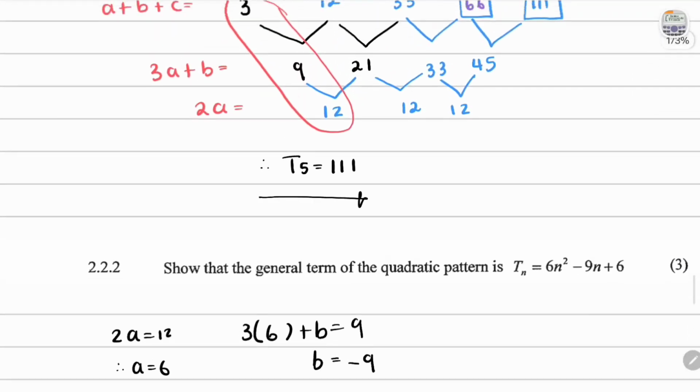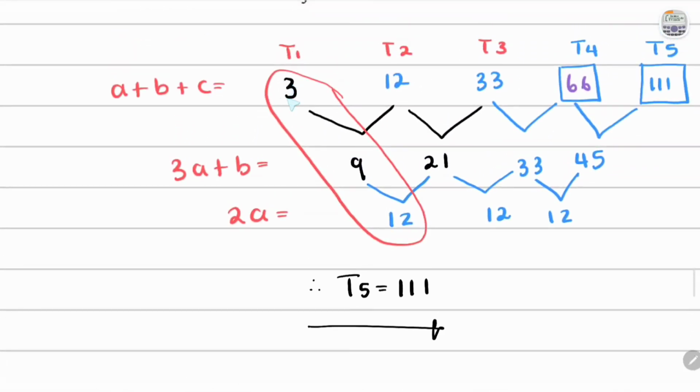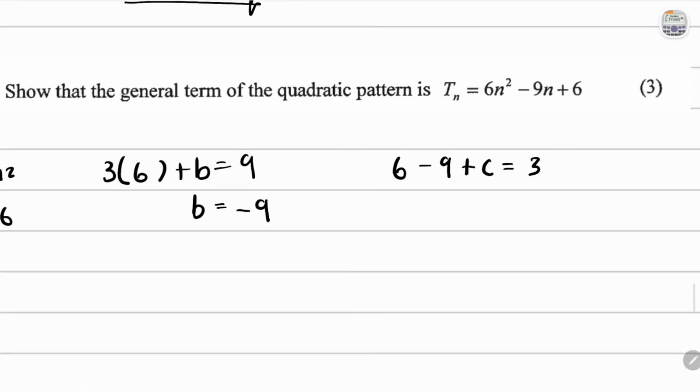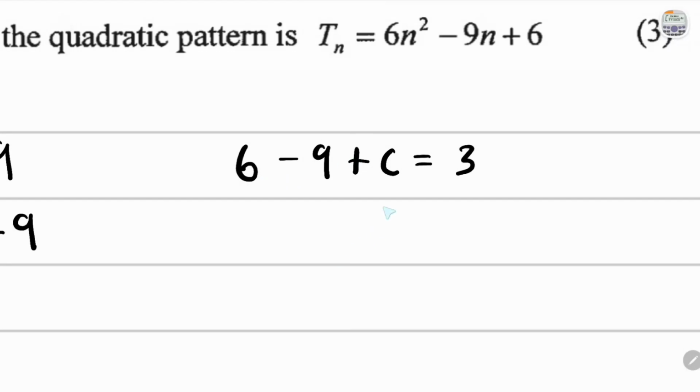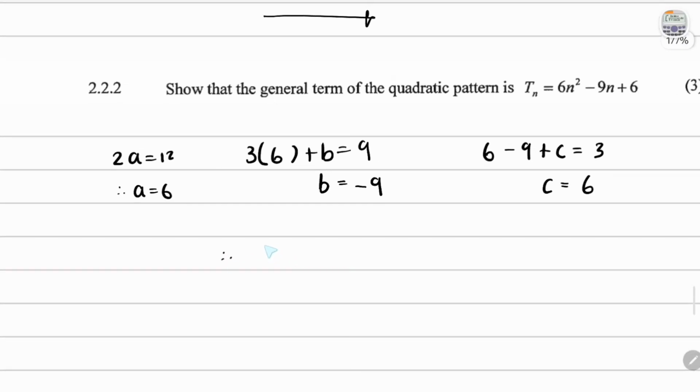And then a plus b plus c, but we already have a and b. So that's going to be a, which is 6, plus b, which is negative 9, plus c is equal to the first term there, which is 3. And this is going to be 6 minus 9 is negative 3. So we have negative 3 plus c is equal to 3. And that negative 3 will come over and become a positive 3, which gives you 6. And so we have a, b, and c. So that concludes that Tn is therefore equal to 6n squared minus 9n plus 6.